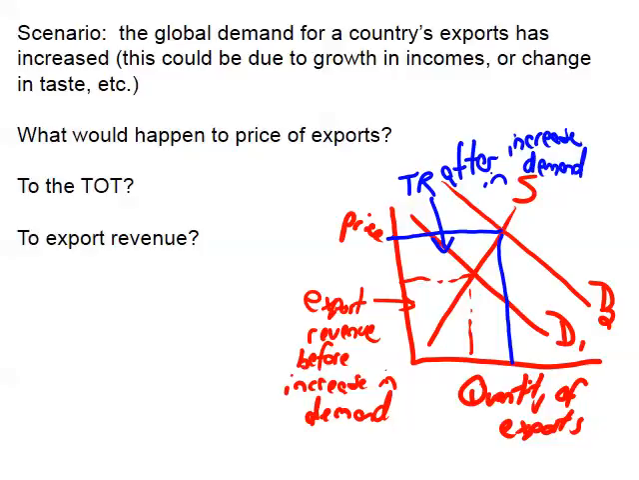We can see that the total revenue box has indeed increased from the smaller box to the larger box. We know that the price of exports has increased. We know that the terms of trade have therefore improved. We know that export revenue has increased. And so we know that the current account has improved.